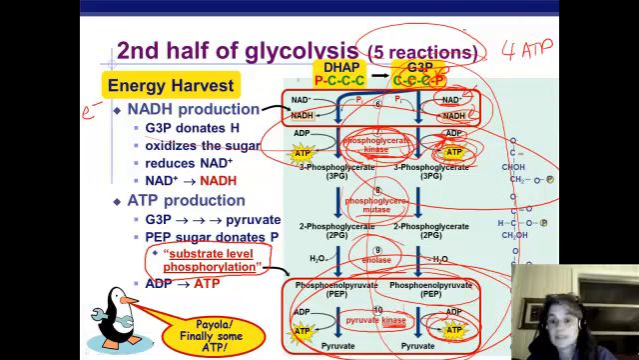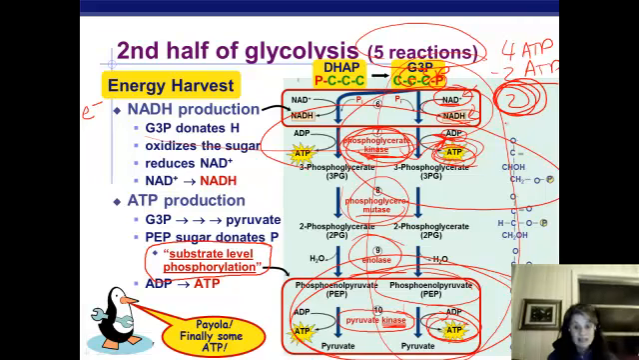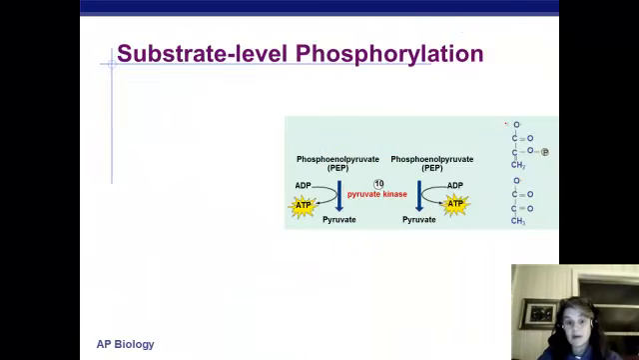But remember, we had to spend 2 in the first half. So really, we got to subtract the 2 we spent, and all we're getting is 2 measly ATP for all this work. It's madness. So there's got to be more ways to get ATP from glucose than this, and there are.